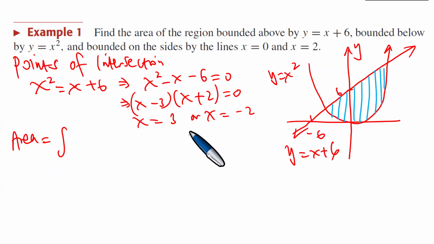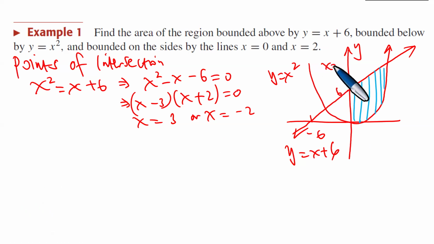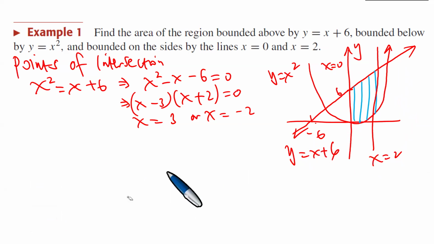What is then the area? At this point, let us find a bit more information. You note that on the sides we are bounded by the lines x equals 0 and x equals 2. Let's plot those lines also, because it's limited to those. So this is the line x equals 0, the y-axis, and x equals 2. So now x equals 0, x equals 2, like this.